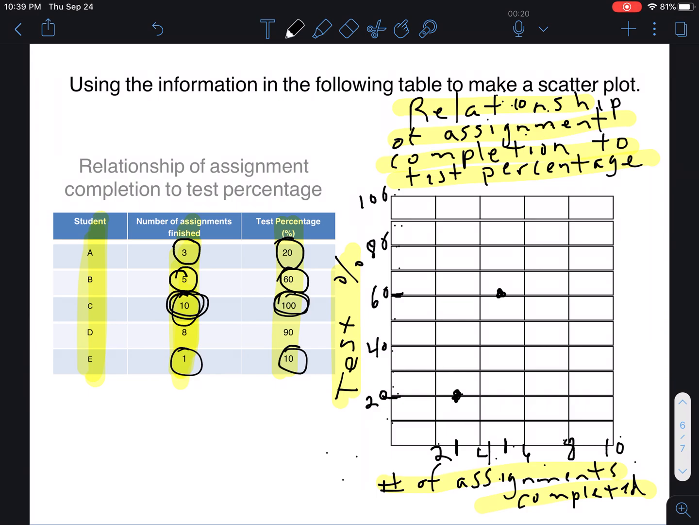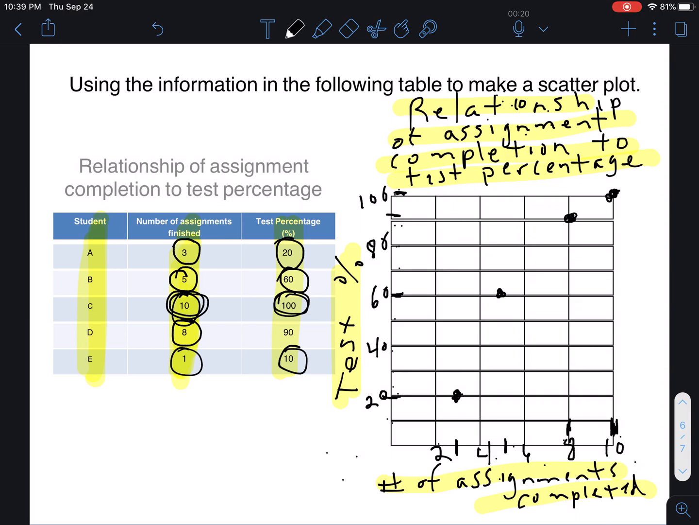Guys, there's your example for you right there, right? You want to complete all your assignments, all 10 assignments, and get a great score of 100%. Student D completed 8 assignments. That's pretty good. And got a 90%. That's great.